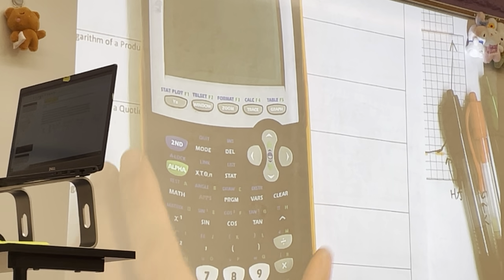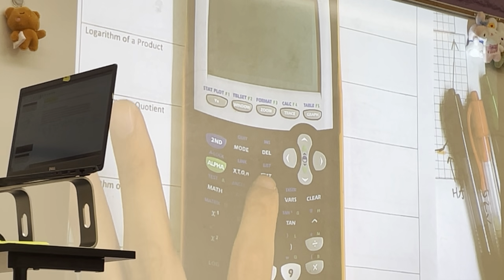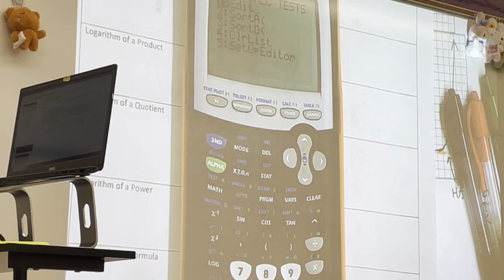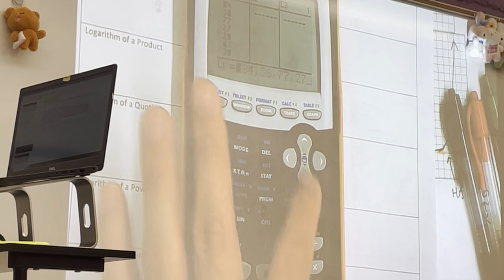So calculators. You guys see that? Okay. So with this one, you're going to have to put the data in the list. So hopefully you guys remember how to do that. Press stat. The very first one is edit, and then you're going to have to maybe clear some lists.